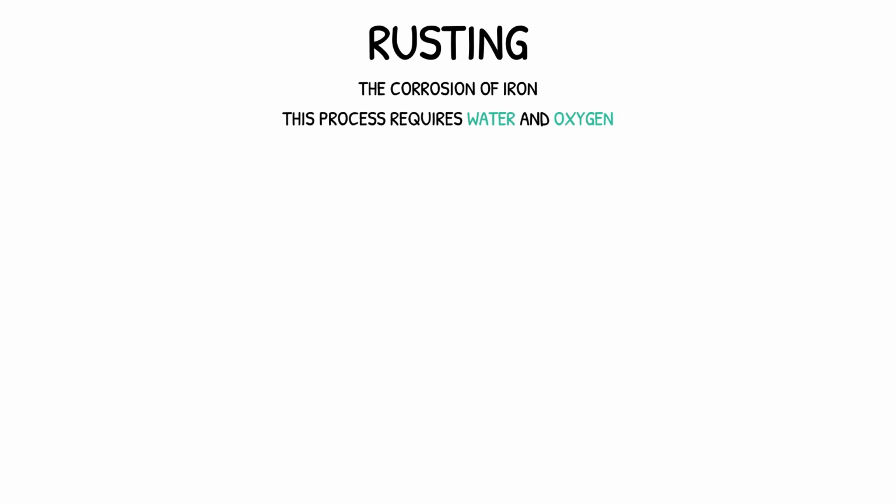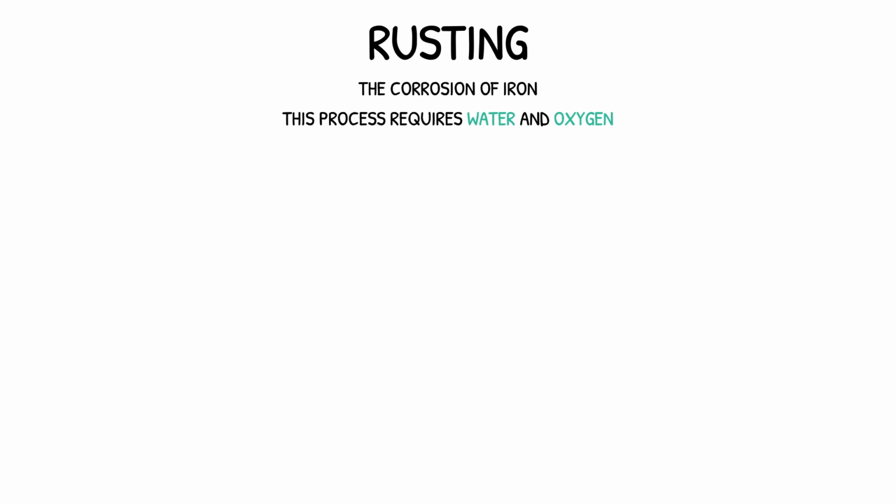Rusting is the term used to describe the corrosion of iron metal specifically. Rusting occurs when iron metal reacts with oxygen and water. Both oxygen and water must be present for the rusting of iron to occur. If either of the two substances are absent, the iron metal will not rust.